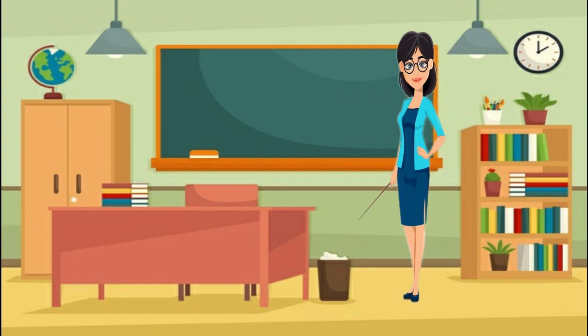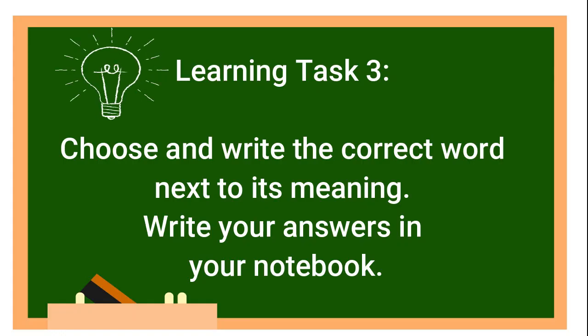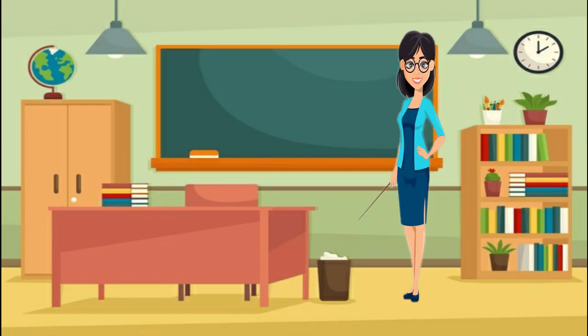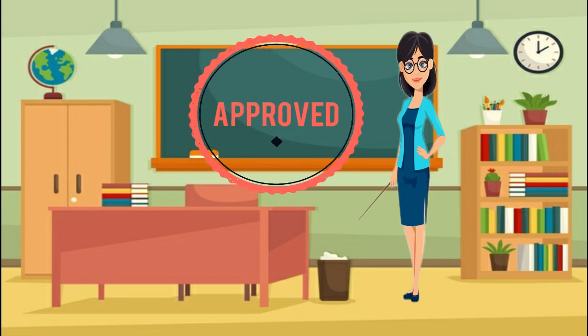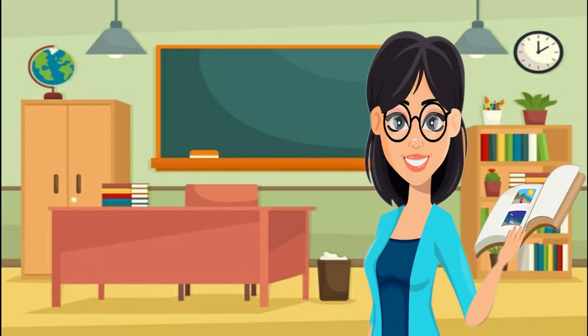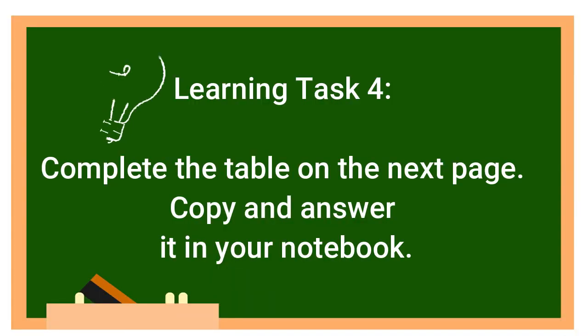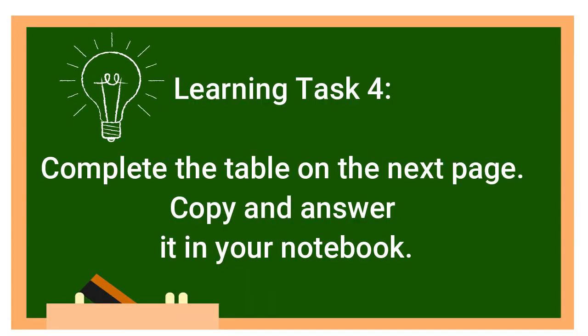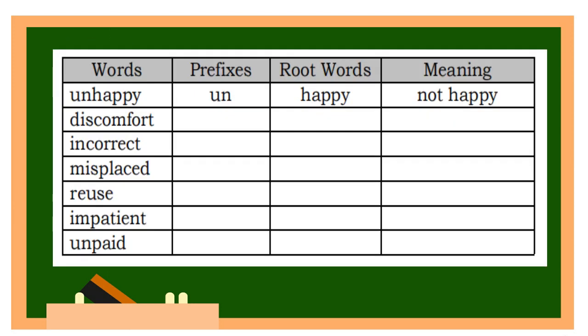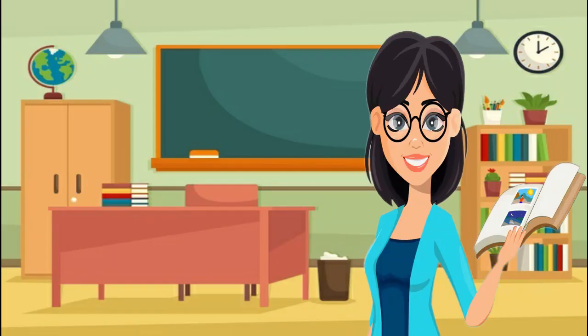For learning task 3, you're going to pick the right words with suffixes that correspond to its meaning. Easy, isn't it, children? Can you now answer the next activity? Well, for learning task 4, you are going to complete the table with the correct prefixes, root words, and its meaning. Number 1 is done for you.